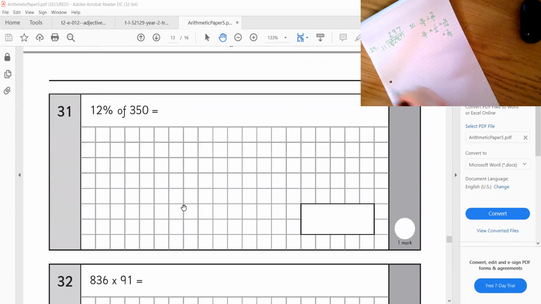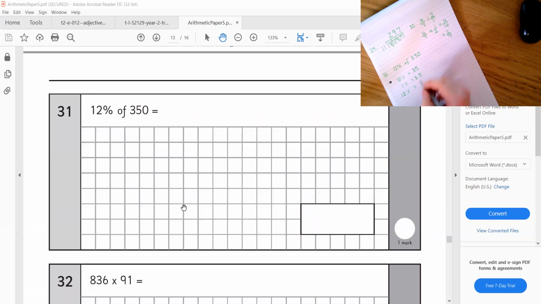So question 31. They always throw these in here. 12% of 350. So, first of all then, facts that are going to help me. 10% is the same as dividing by 10, isn't it? So that'll be 35. So then now I just want to find 1%. So 1% then would be 3.5, divided by 10 again. Okay, so now I want 12%. Okay, but I can get 12% by doing 10 add 1 add 1, can't I?